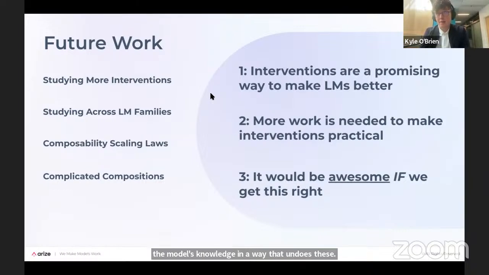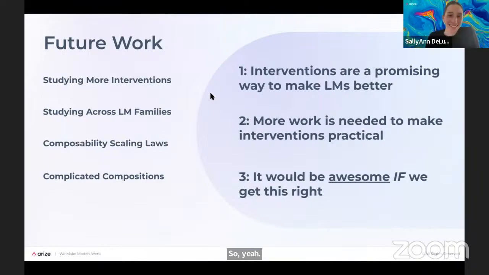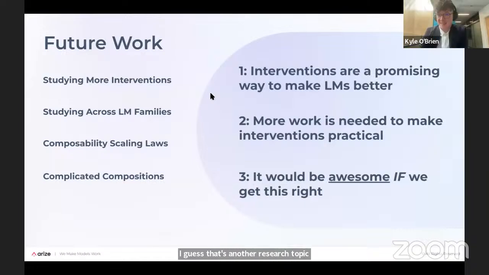As for why unlearning is robust to this, by contrast, I don't super know. So yeah, I guess that's another research topic. It just goes to show this is very much on the frontier. But that's a great question, Matt.